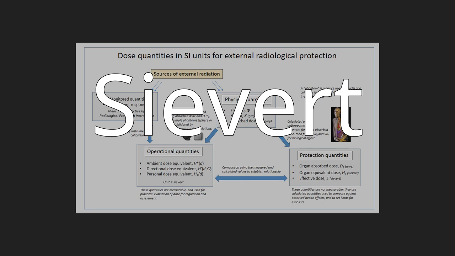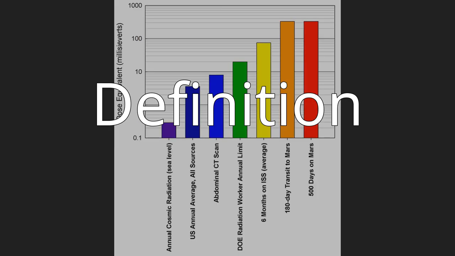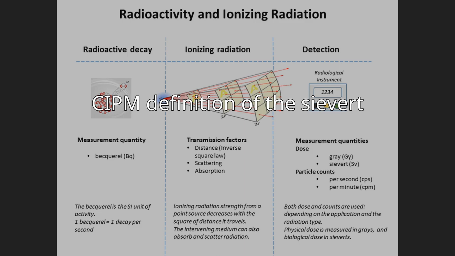Sievert. Definition. SIPM definition of the sievert. The definition given by the International Committee for Weights and Measures, CIPM, says, the quantity dose equivalent H is the product of the absorbed dose D of ionizing radiation and the dimensionless factor Q, quality factor, defined as a function of linear energy transfer by the ICRU.